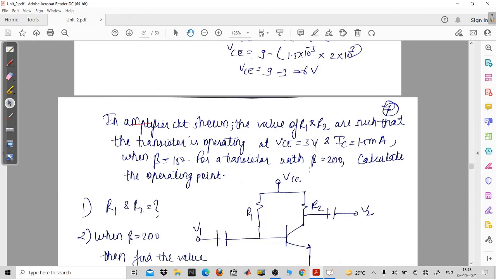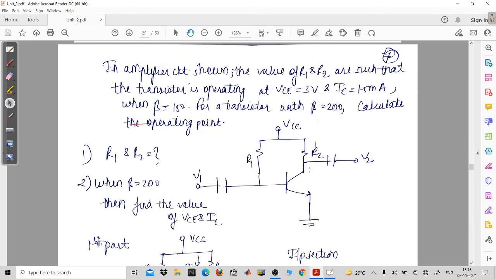So now again we will take one more circuit to explain this fixed bias circuit. Now in the amplifier circuit shown, the values of R1 and R2 are such that the transistor is operating at VCE equal to 3 volt, IC equal to 1.5 milliampere, when beta is equal to 150. So for a transistor with beta 200, calculate the operating point.